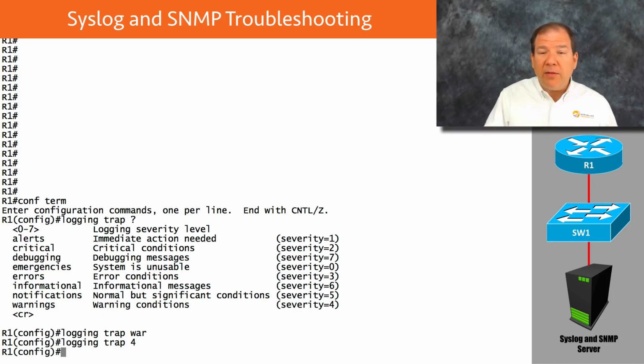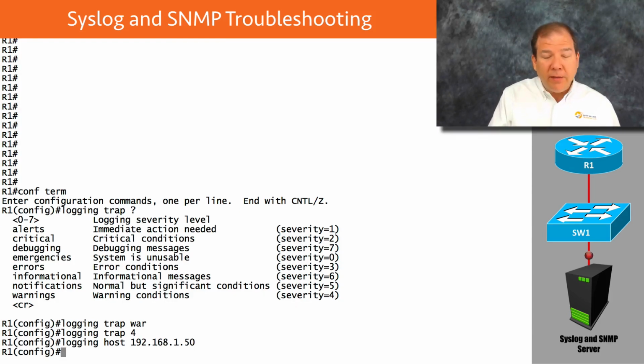We want to make sure that we're specifying the appropriate severity level. And now that we've done that, let's see how to point to the server. To do that, we can say logging host, and I'll give the IP address of our syslog server. Let's say it's 192.168.1.50, and that's a basic configuration for syslog. Now let's take a look at SNMP.